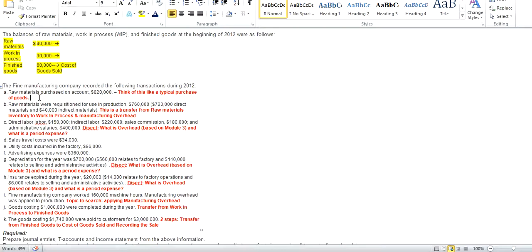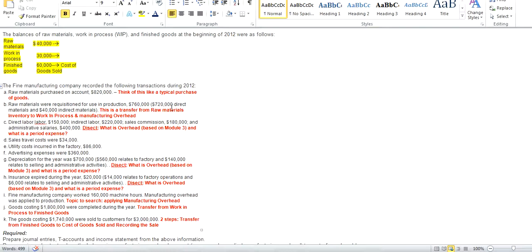The same idea. B, raw materials were requisitioned for use in production, 760,000, broken out as 720,000 direct materials and 40,000 indirect. What's happening in this transaction is this movement right here. We added first 820 to this, and then we took out $760,000 of this raw material to put into production. 720 is direct and 40 is indirect.